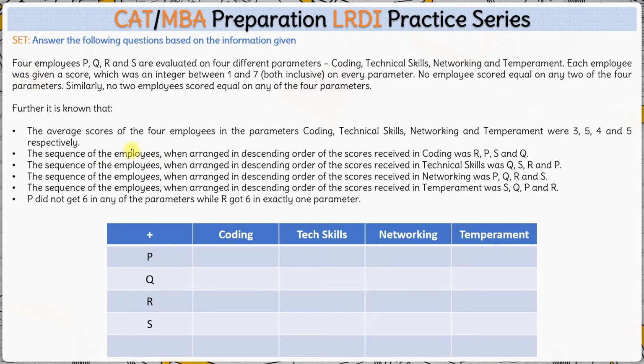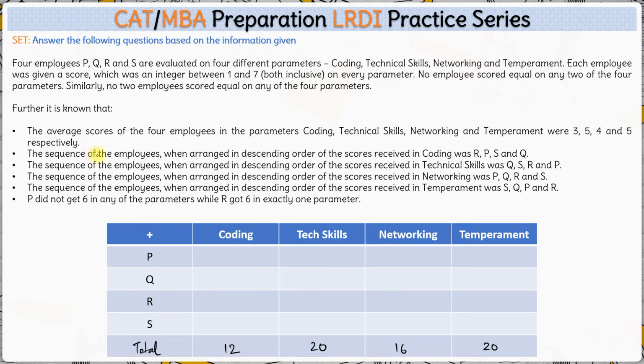So let's see. The average score for the four employees in the parameters coding, technical skills, networking and temperament is 3, 5, 4 and 5. So we are given the average, which means we know the sum of the total ratings. For coding, the average for four people is 3, so the sum will be 4 into 3, that is 12. Similarly, the total for technical skills will be 5 into 4, 20. For networking, it will be 4 into 4, 16. And for temperament, 4 into 5, again 20. So we know the total of the scores obtained by these four employees in each of these four parameters.